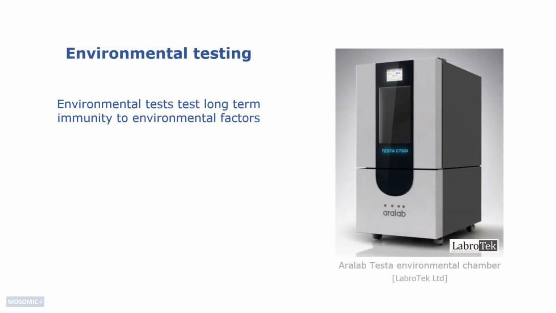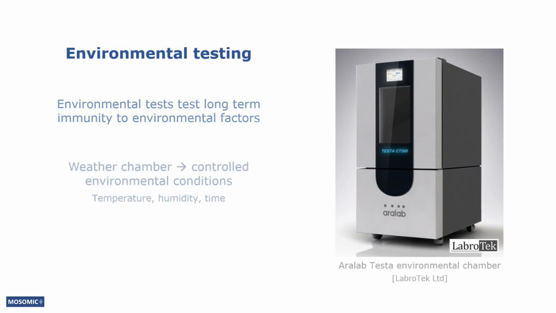In episode 27 I talked about drop tests, vibration tests and pressure shocks. Now it's time for environmental testing. Environmental tests are used to simulate the lifetime of a microphone and test its long-term immunity to environmental factors. Typical environmental tests are done in weather chambers that allow controlling the environmental conditions. The key test parameters in weather chamber tests are temperature, humidity and time.